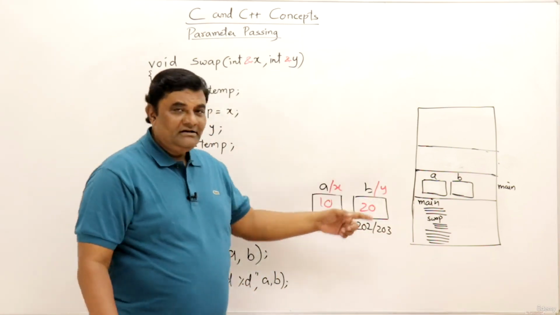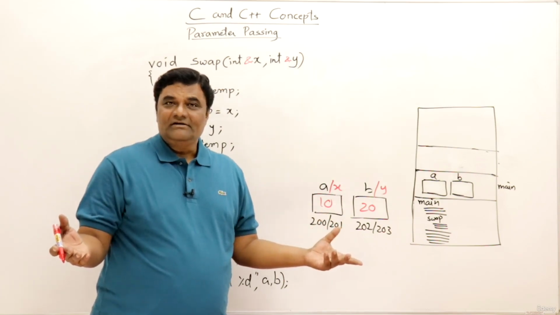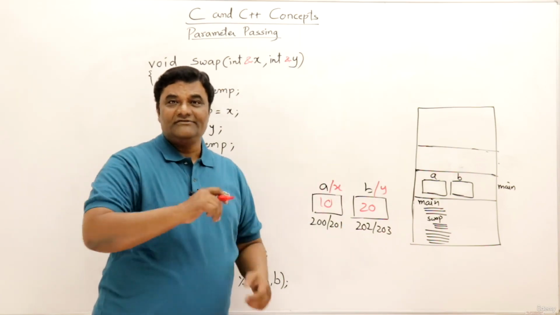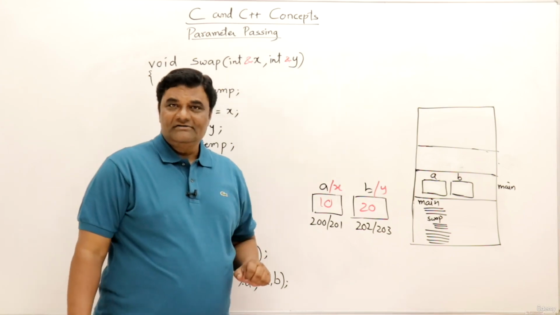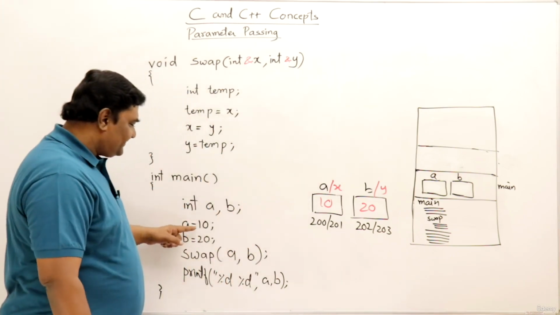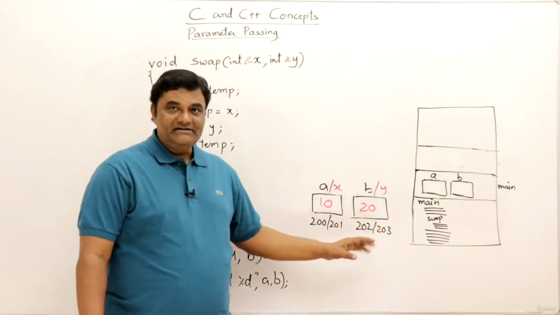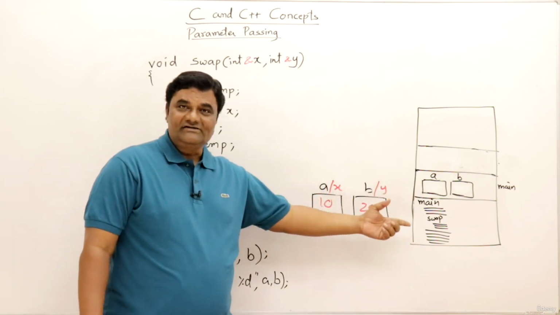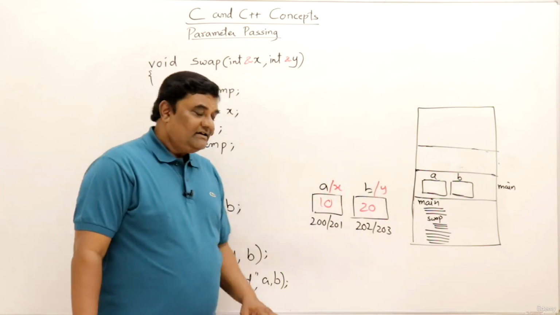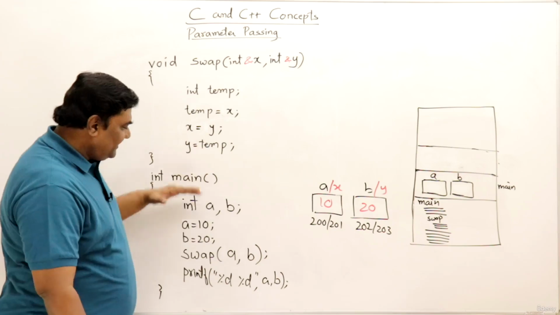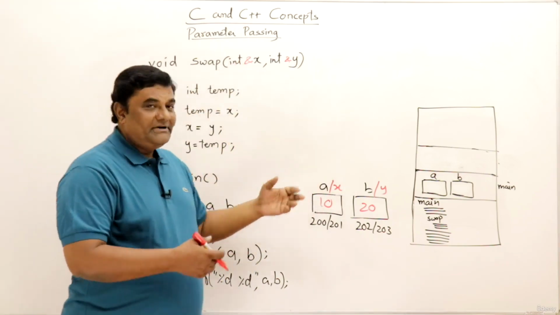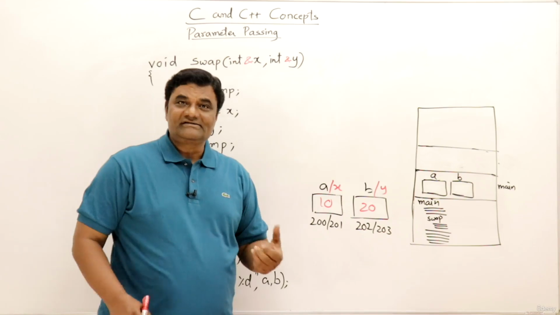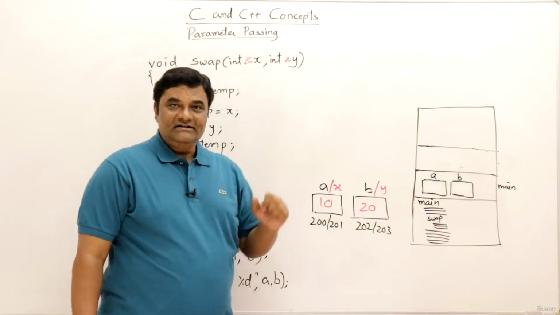So does it take any memory? References don't take any memory. To an existing variable, another name is given. Yes. So that doesn't take any extra memory. So these 4 bytes, 2 bytes for integer, 2 bytes for integer, same 2 bytes. So these 2 bytes are called as X and those 2 bytes are called as Y. See, these variables actually belong to main function. Main is calling them as A and B and swap function is calling them as X and Y. Yes. So swap is calling with another name.